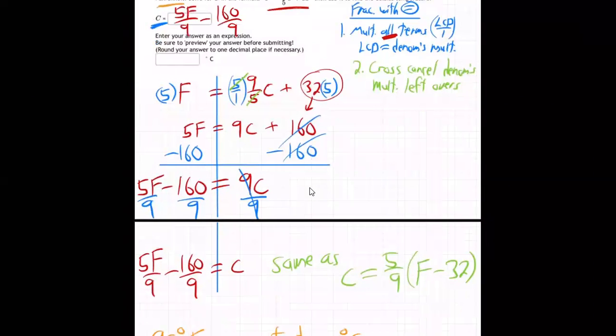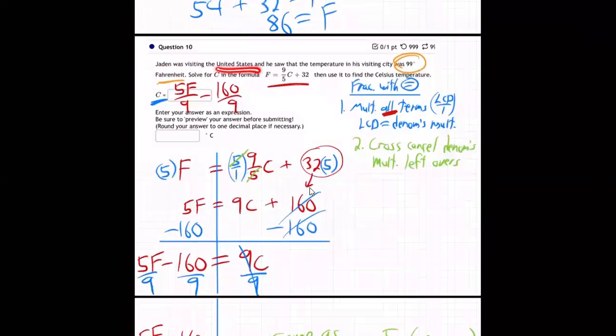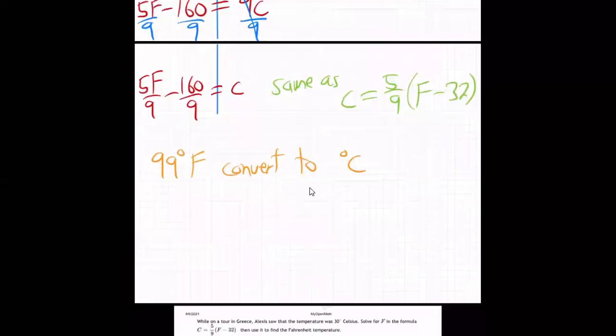Now the second blank, right here, we need to convert, because the person, Jaden, was in the United States. He's from another country, probably a European country, maybe. Jaden was visiting the United States, 99 degrees somewhere in the United States Fahrenheit, and he's wondering, or is that a she? I don't know. Wondering what is the temperature? 99 degrees Fahrenheit is what in Celsius? So we've got to convert to Celsius.